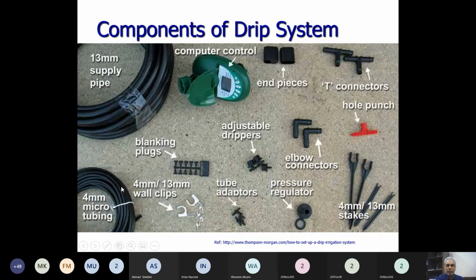We need smaller lateral pipes or sublateral pipes of smaller diameter, 4 millimeter. We need some emitters, adjustable droppers. So these are the droppers which release the water. We need some supports which can be inserted inside the land to support these micro tubing. Sometimes we need T connectors, sometimes we need elbow connectors to connect the pipes with each other.